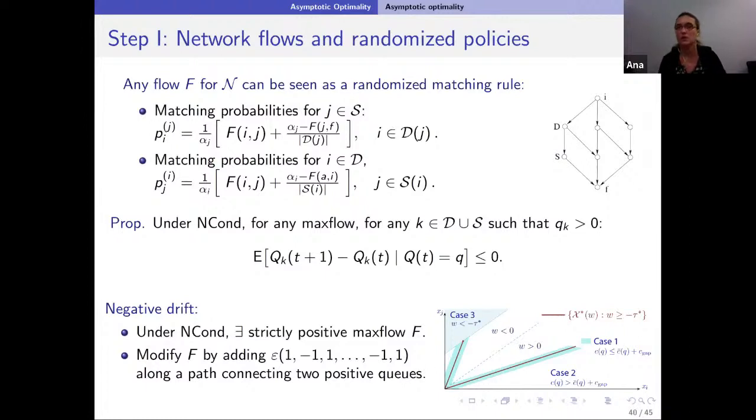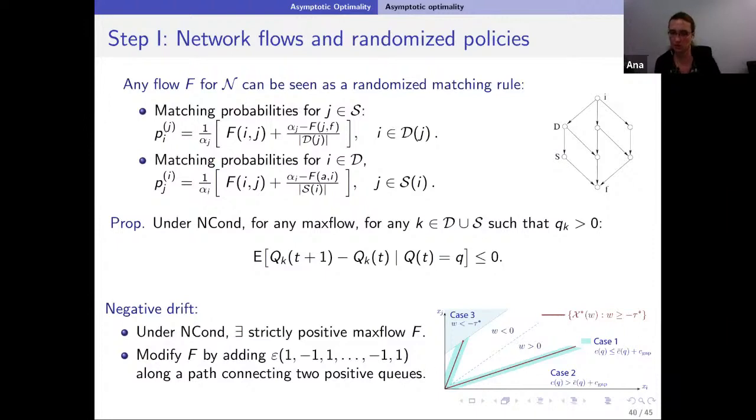Then I can ask myself if the flow is maximum in my graph, and then I actually have negative drift, but not strictly negative. And in order to get strictly negative drift, we are going to slightly perturb this flow by adding a path that is connecting any two positive Qs that we are going to drain. And so you need to work different cases in a different way. So this will be enough for case three where you can idle.